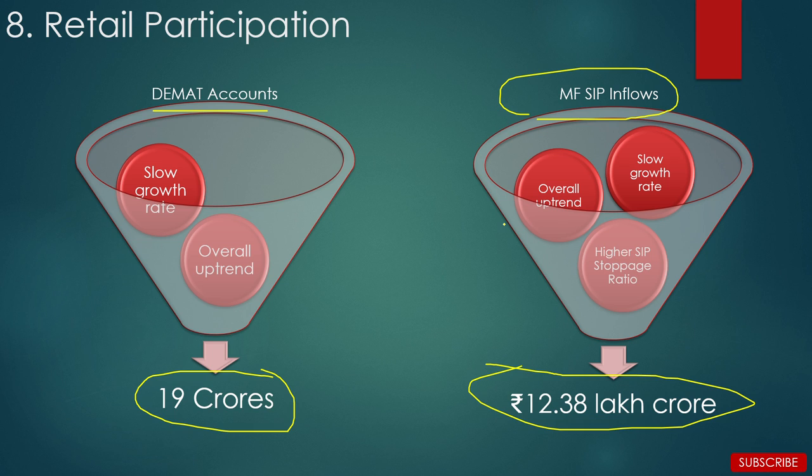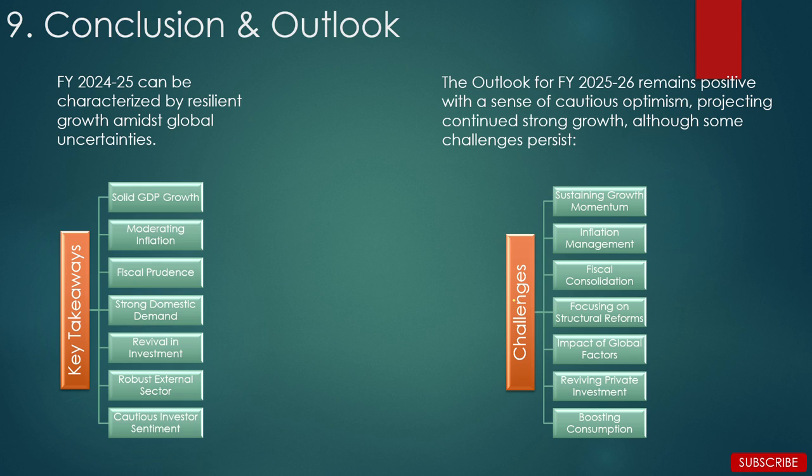But the SIP stoppage ratio saw a concerning spike in the later months, indicating increased caution among investors. So, in both the demat accounts as well as in mutual fund SIP inflows, there is an uptrend, but the growth rate has slowed down, which shows that the investors are a bit cautious and are concerned with the market conditions. So, let's conclude.